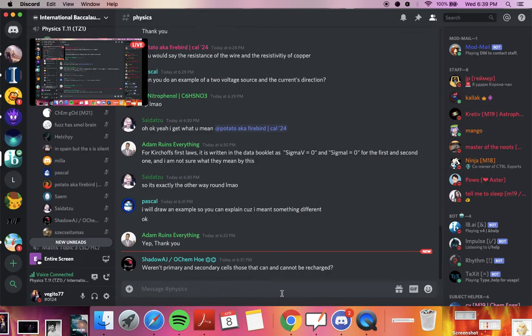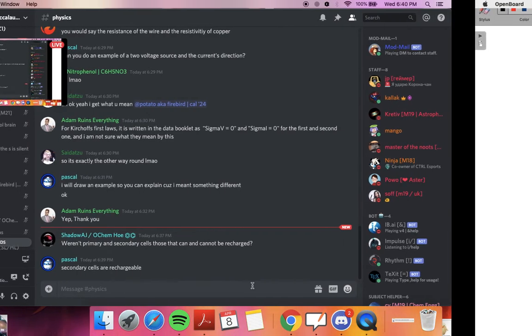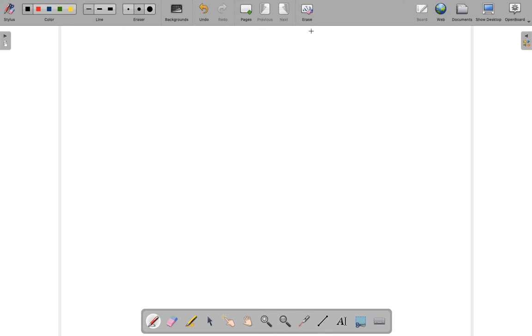Weren't primary and secondary cells the ones that can and cannot be recharged? Oh, let me check that again. Yep, you're right. Sorry, I made a mistake over there. Primary cells are those that can only be used once. So once it runs out, you cannot use them again. Meanwhile, secondary cells are the ones that can be recharged. An example of a secondary cell would be the batteries in your phone. You can keep recharging them and using them over and over again. But an example of a primary cell would be the consumable ones that you find in the market, the ones that you put in your torch or any other similar device.